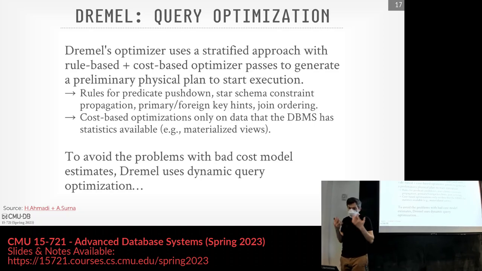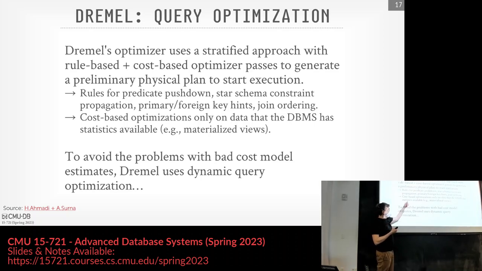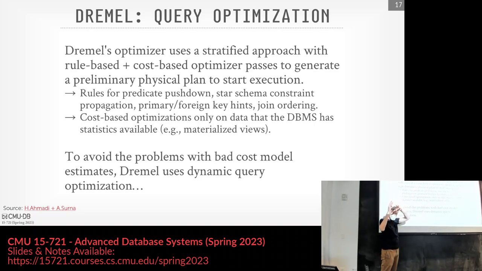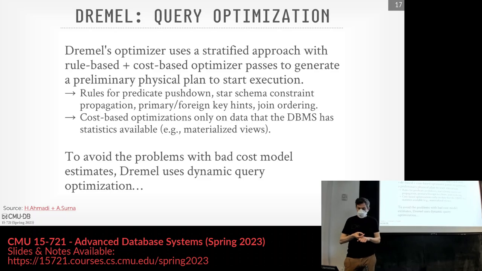So the hard-coded or static rules, the ones without a cost model, are the standard things you would expect, like predicate pushdown, foreign key and primary key hints. They have special code or custom checks to see whether you have a star schema or a snowflake schema, and they can propagate the constraints from the dimension tables to the fact table to try to do early filtering on the fact table. These are all standard techniques.